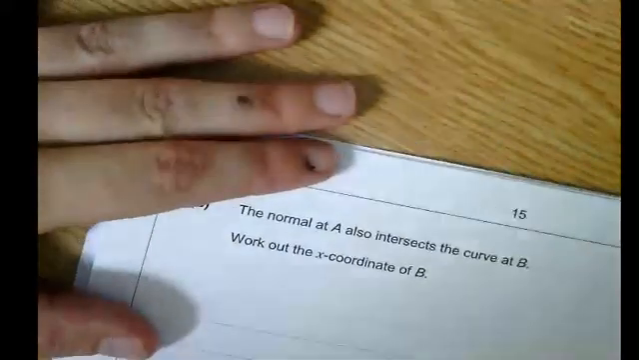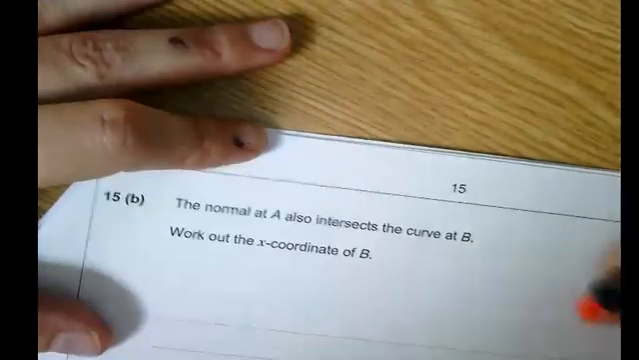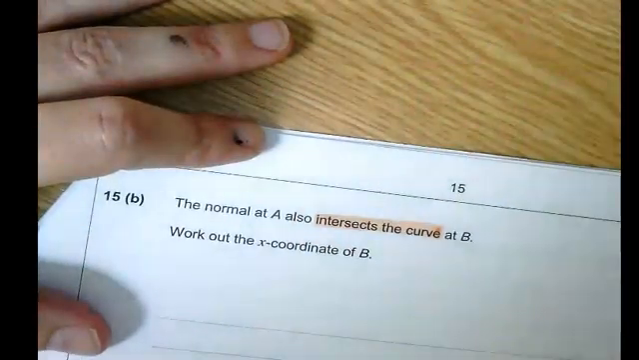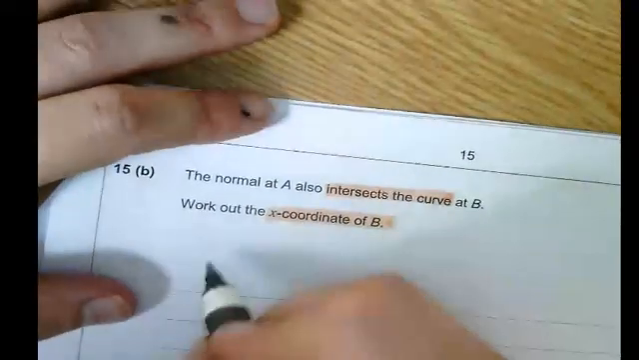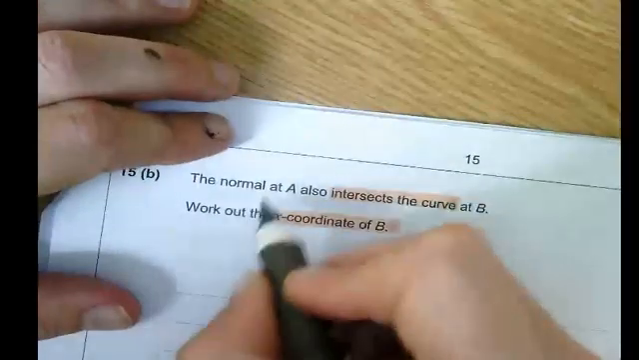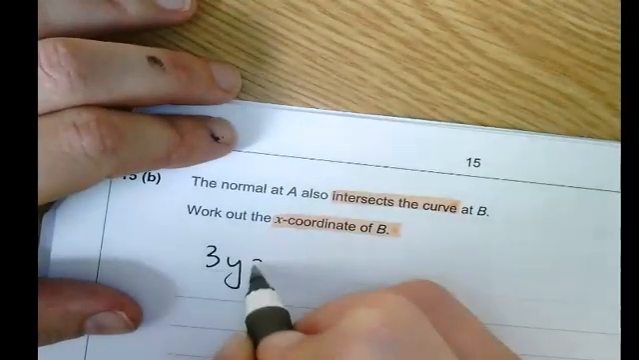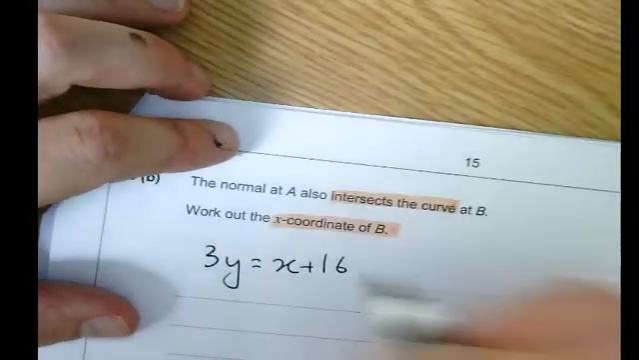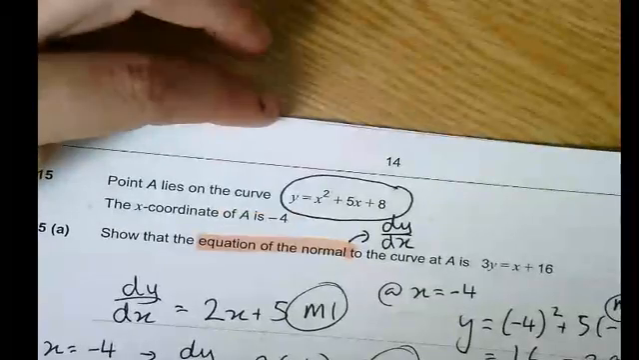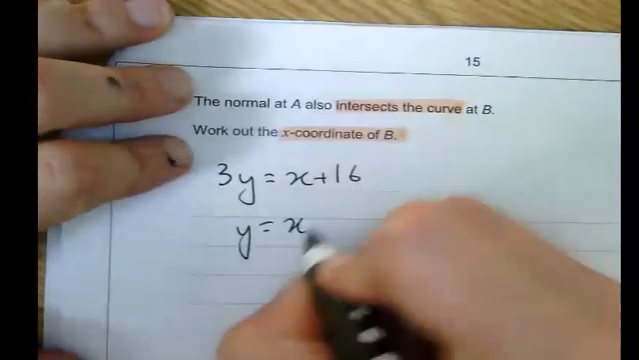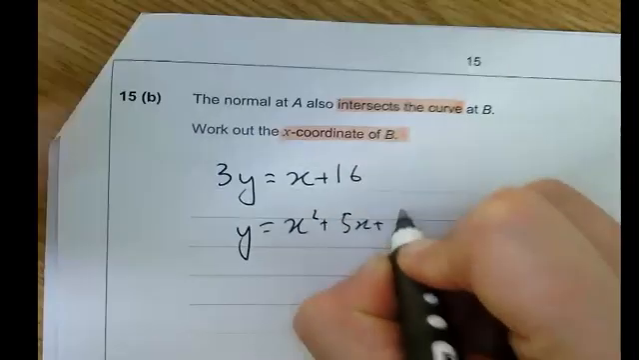Question 15b. The normal at A also intersects the curve at B. Work out the x-coordinate of B. Okay, so the normal at A, so I'm going to write down the equation of that. The normal at A was 3y equals x plus 16. It intersects the curve. The equation of the curve was y equals x squared plus 5x plus 8.